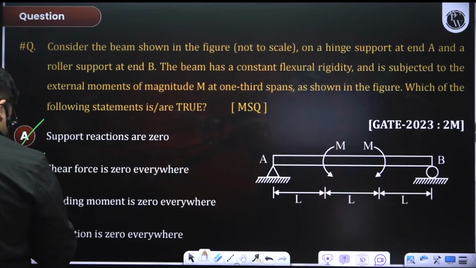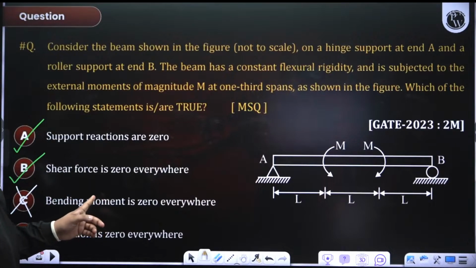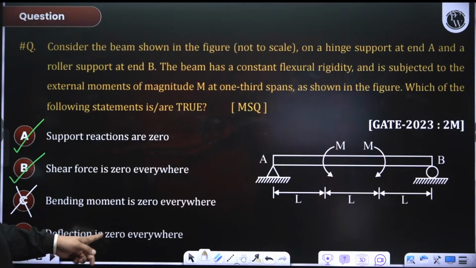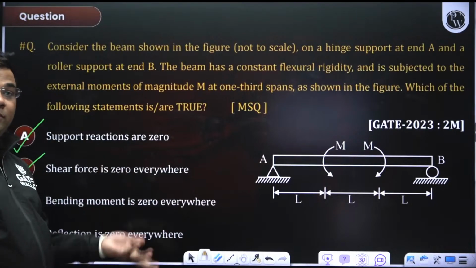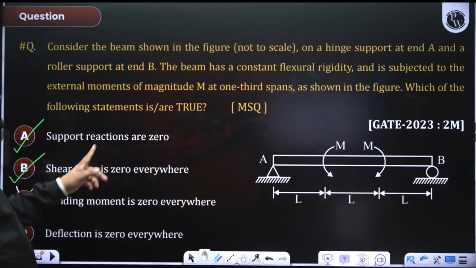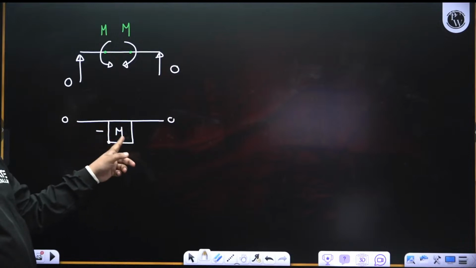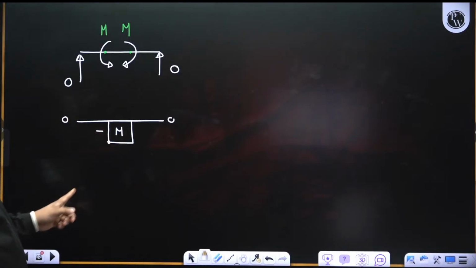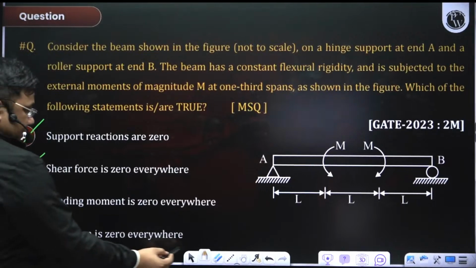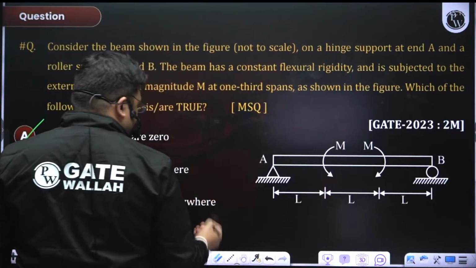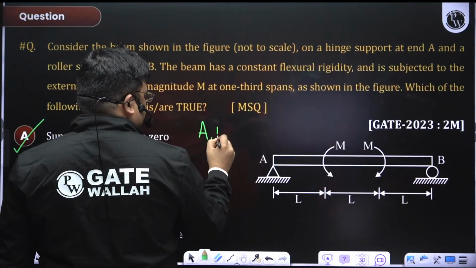So the statement that bending moment is 0 everywhere is wrong here, though shear force is 0. Then deflection is 0 everywhere. Wrong, because if there is bending, there has to be deflection. If there is a bending moment in this portion, there will be deflection in this portion. So this is also wrong. So the right answer is A and B.